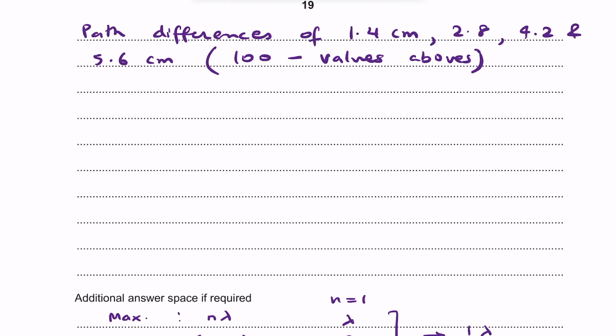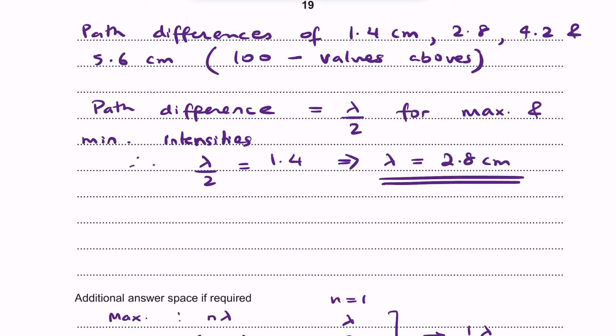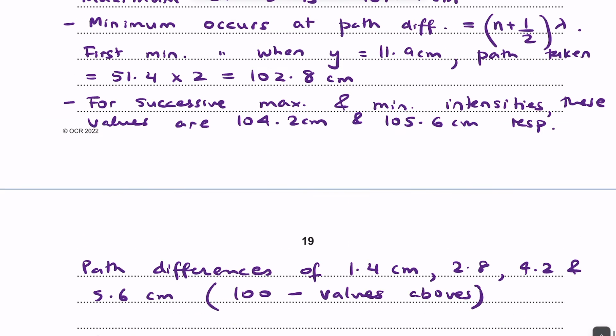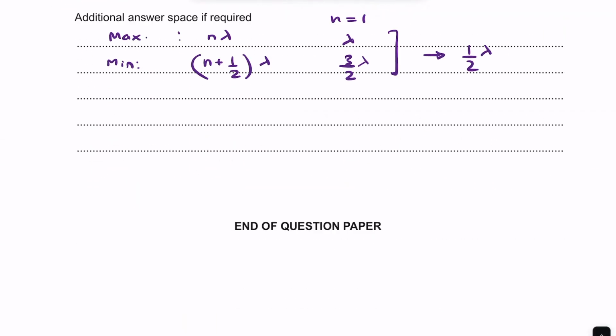So there you have your path difference is equal to lambda/2 for maximum and minimum intensity. And therefore, if I was to use one of the values, say 1.4 centimeters, that's the first one, lambda/2 equals 1.4. Therefore, lambda is equal to 2.8 centimeters. That's the wavelength of microwaves. So that is a really good 6 marker. I hope you understood it. And basically, that's the end of the paper.